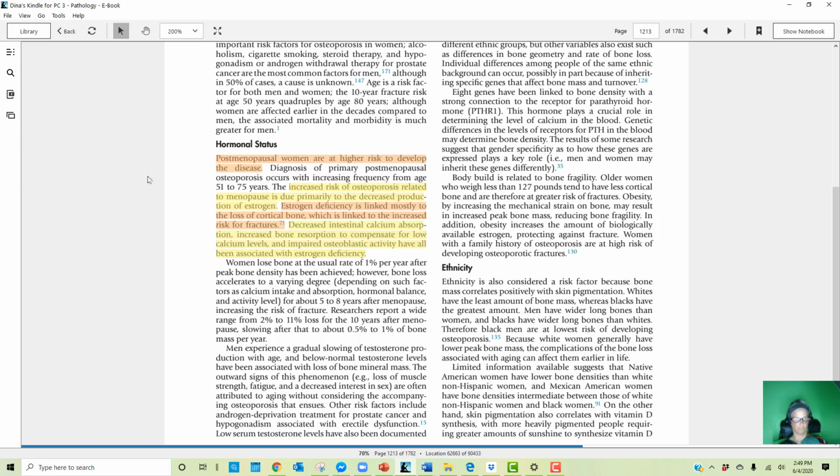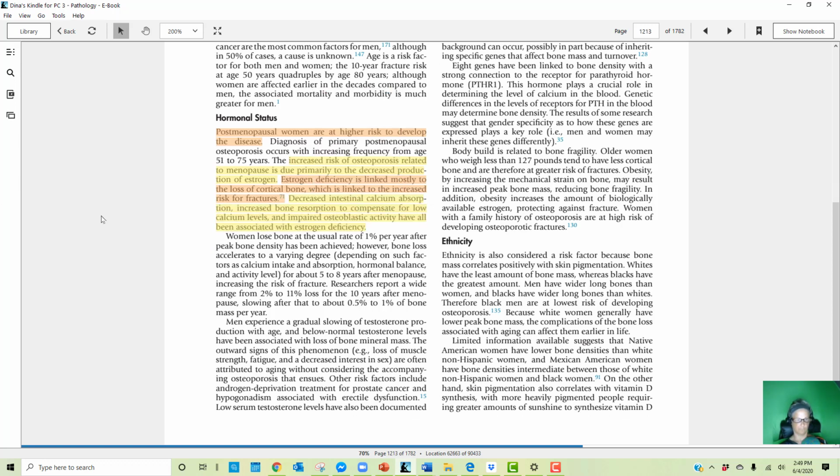Women lose bone at the usual rate of 1% per year after peak bone density has been achieved. However, bone loss accelerates to a varying degree, depending on such factors as calcium intake and absorption, hormonal balance, and activity level, for about 5 to 8 years after menopause, increasing the risk of fracture. Researchers report a wide range from 2% to 11% loss for the 10 years after menopause, slowing after that to about 0.5% to 1% of bone mass per year.